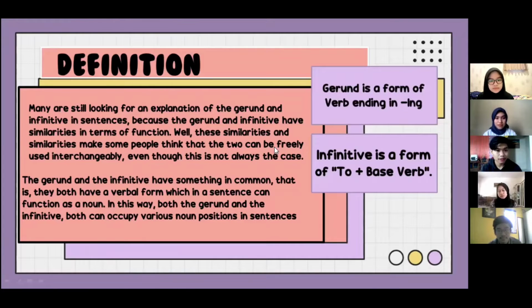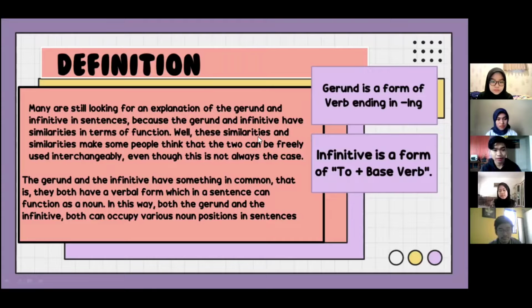Definition. Many are still looking for an explanation of the gerund and infinitive in a sentence because the gerund and infinitive have similarities in terms of function. Well, the similarities make some people think that the two can be freely used interchangeably. Even though this is not always the case, the gerund and the infinitive have something in common. That is, they both have a verbal form which in a sentence can function as a noun. In this way, both the gerund and the infinitive can assume a noun position in a sentence.